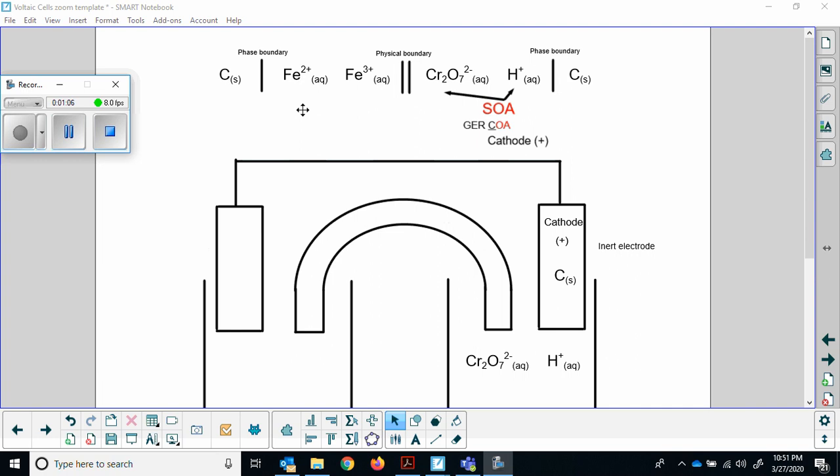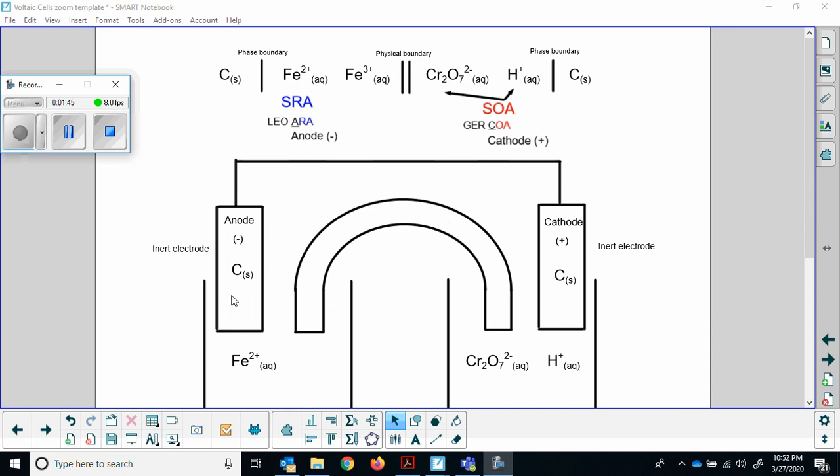Next, we have to identify our strongest reducing agent. In this case, the strongest reducing agent is my iron 2 plus. Our strongest reducing agent is our anode, so we place the iron 2 plus in the other half cell. Note that we don't have any solid iron. Therefore, we also need to use an inert electrode. In this case, carbon again for my anode.